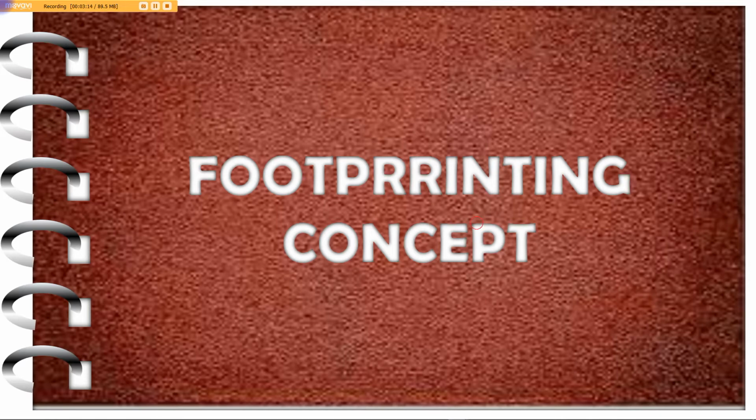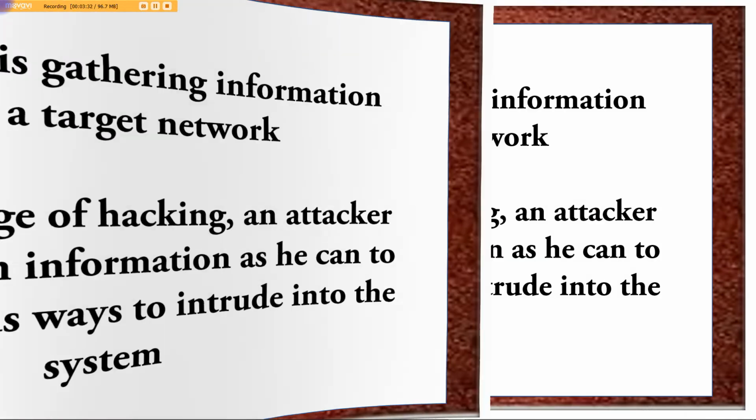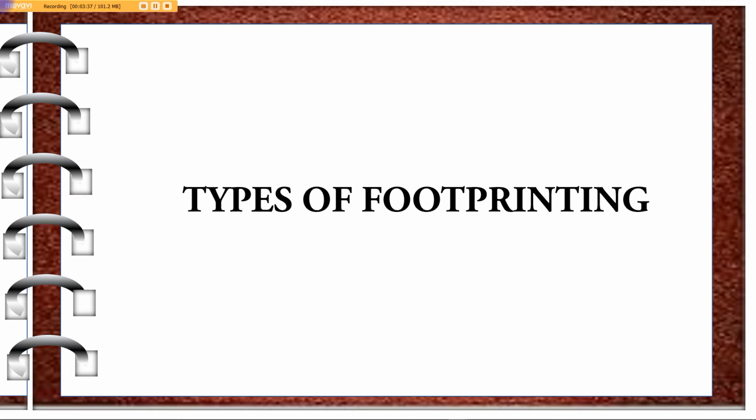Footprinting concepts. Footprinting is gathering information about a target network. In the first stage of hacking, an attacker collects as much information as he can to identify various ways to intrude into the system. Like I said before, as a hacker or an ethical hacker, you need to gather a whole lot of information about the target system, so as to know where the vulnerability lies, and you use the vulnerability to hack into the system.